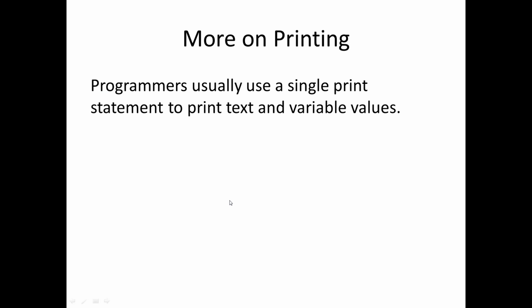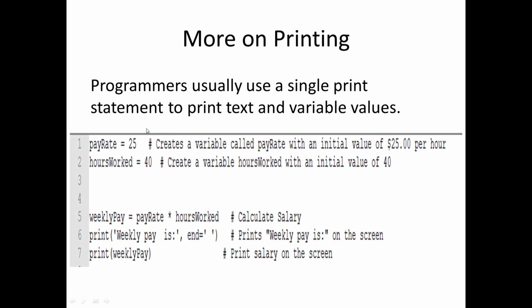Let's talk a bit more about printing. So programmers usually use a single print statement to print text and variable values. So here's a little example of this. We have a little program here where we have assigned a value of 25 to the pay rate, and we've assigned a value of 40 to the hours worked. Now we have this expression, weekly pay. We're not calculating annual pay like we were in our previous example. Weekly pay equals pay rate times hours worked.